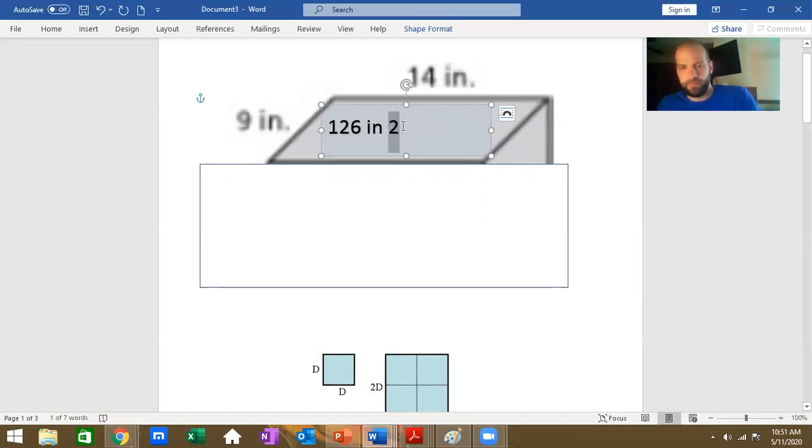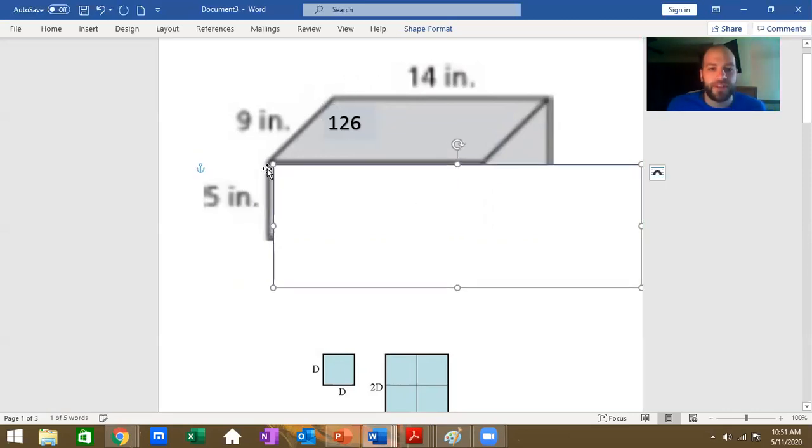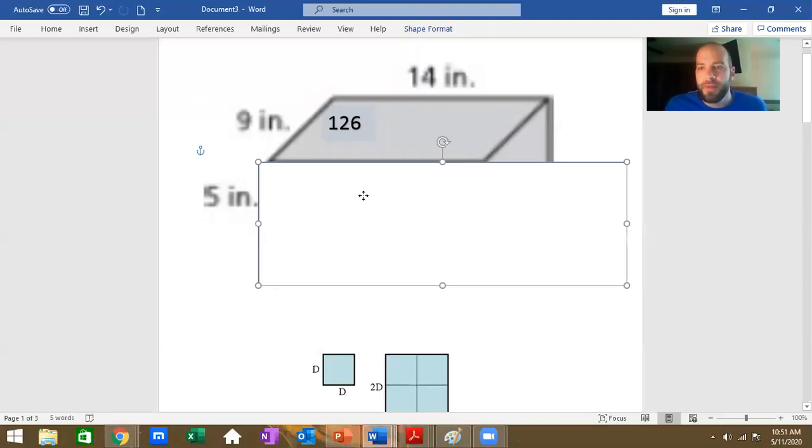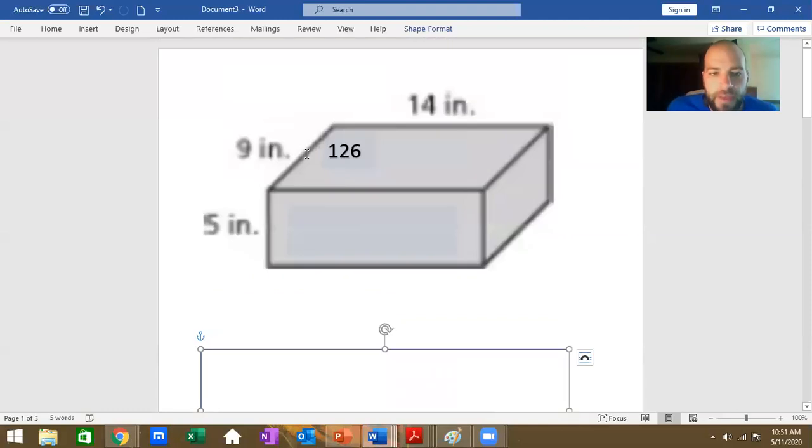Now, I'm not going to put that. In fact, I'm only going to put 126 because I'll need that number. Now, is it just 126? No, the figure is 126, but 126 has a height of 5 to make this two-dimensional figure turn into a three-dimensional figure. So this is 126, the area of the top face, and it goes up and down 5 inches to get the entire volume.